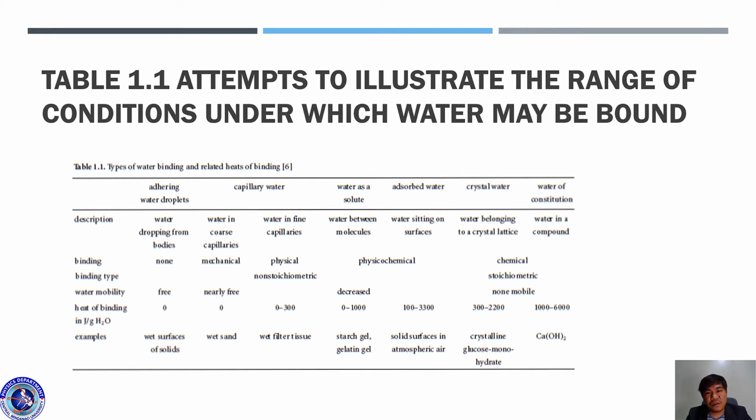The matrix presented in Table 1.1 attempts to illustrate the range of conditions under which water may be bound and the role it can play under each condition. So in particular, if we have a type of water that is dropping from the bodies, we call this one a water droplet that is adhering to a certain surface, and this requires zero heat binding, and the binding type is actually non-stoichiometric. On the other hand, if we look at adsorbed water, this is the case wherein you have water sitting on surfaces, but the binding is called physicochemical, and the heat requirement ranges from 100 to 3,300 joules per gram of water.